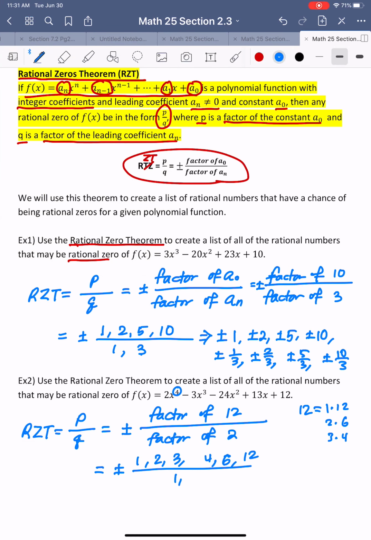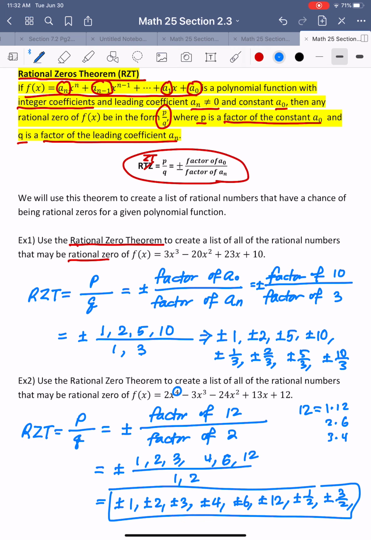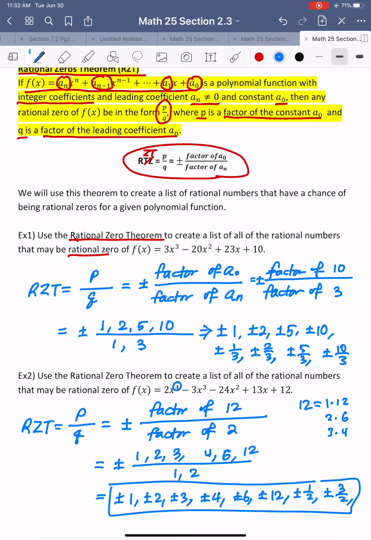So I have 1 and 2. Now put the ratio as, I take the 1 from the denominator, put all the numerator, so 1 and 2 and 3, 4, 6, and 12. And then take the 2 from the denominator, so 1 over 2. 2 over 2 is the same as a 1, so take the 3 over 2. 4 over 2 is the same as a 2, and 6 over 2 is the same as a 3, and then 12 over 2 is the same as a 6, okay? So this is the possible rational zeros, okay?